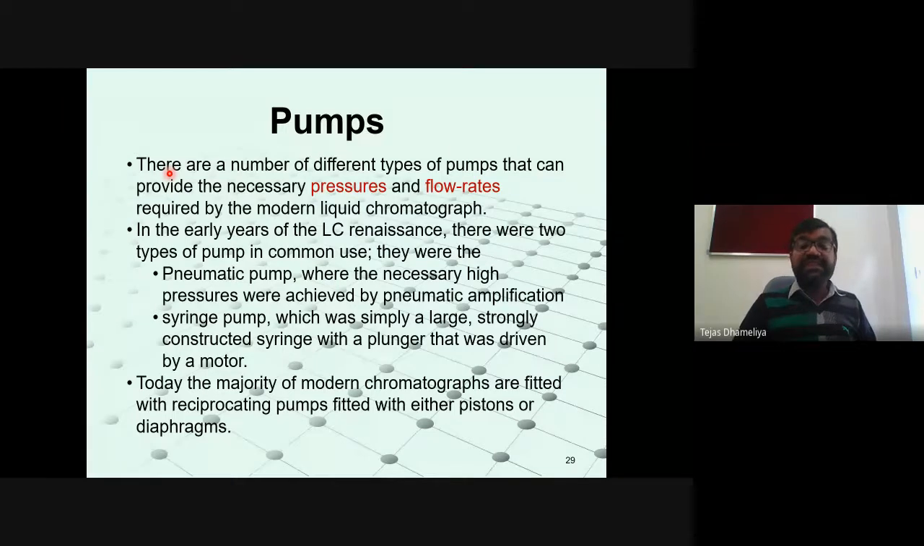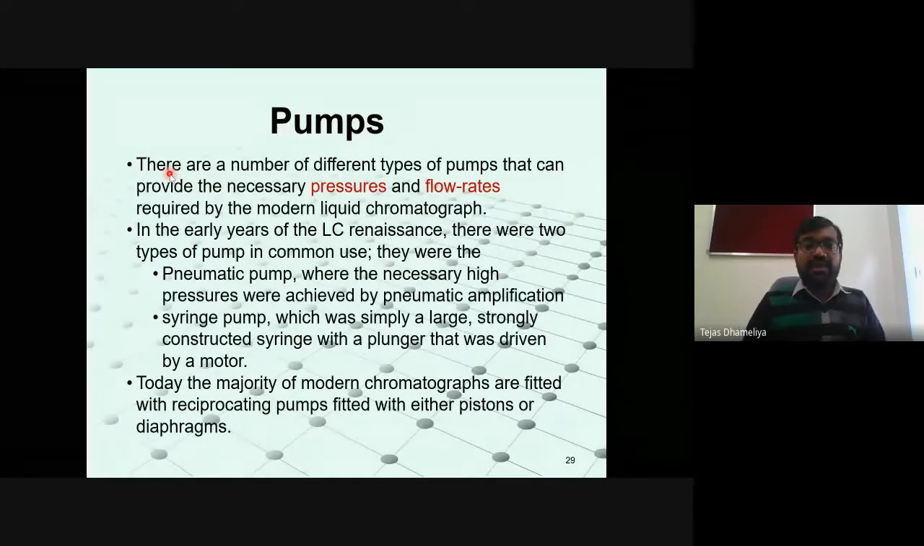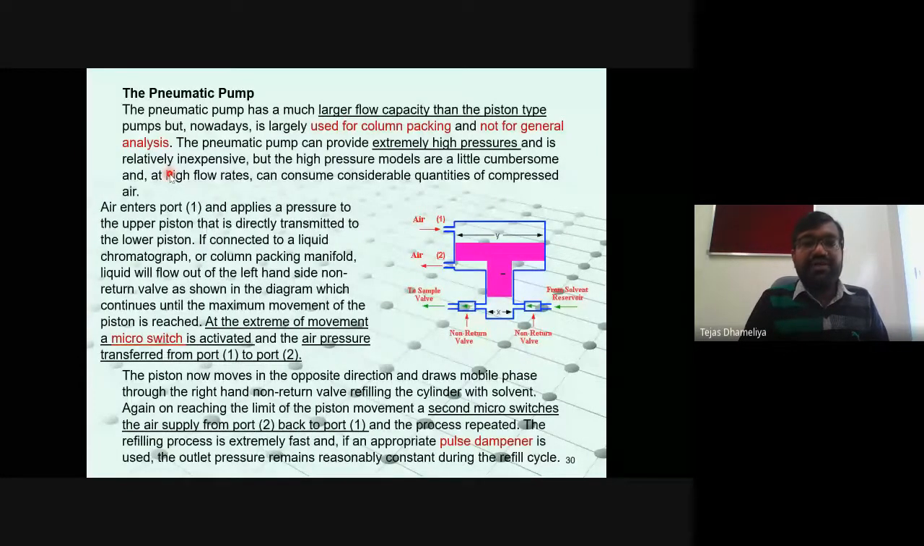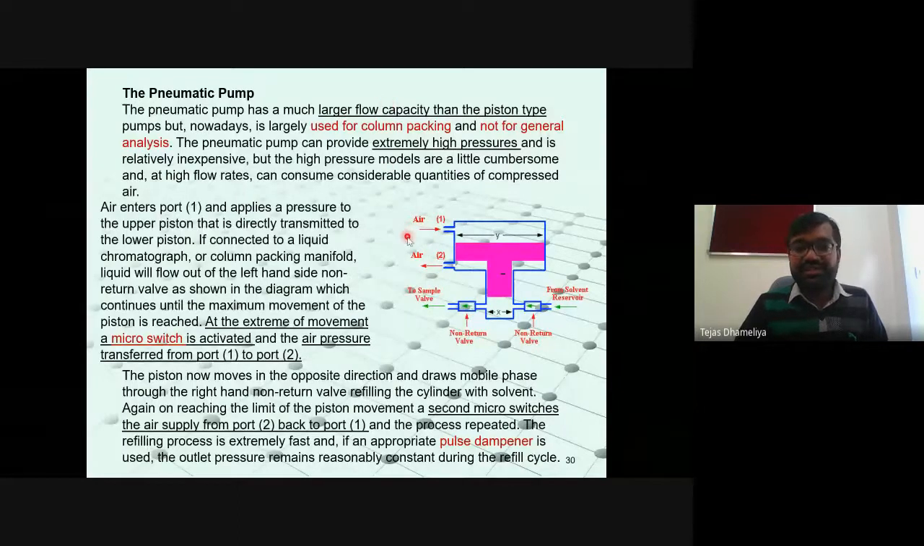So similarly, these pumps are also required to pump the solvents and the samples into the mobile phase. Okay. So, friends, this is a kind of pump called a pneumatic pump, where generally larger flow capacity and piston type pumps are observed. Fine. So air comes out and some air comes inside from here, so that air moves a piston.